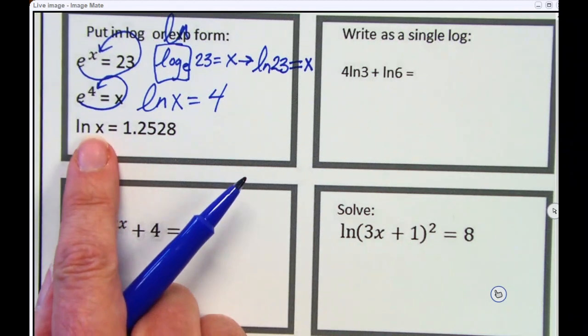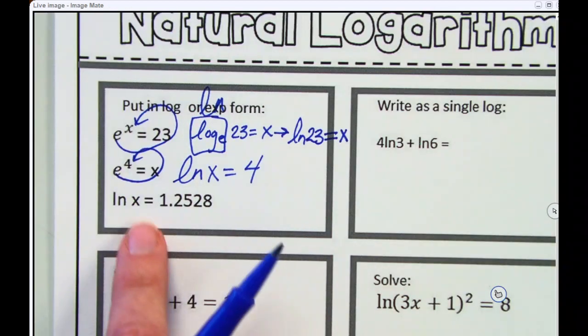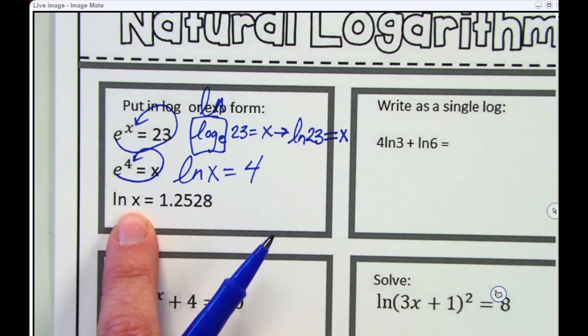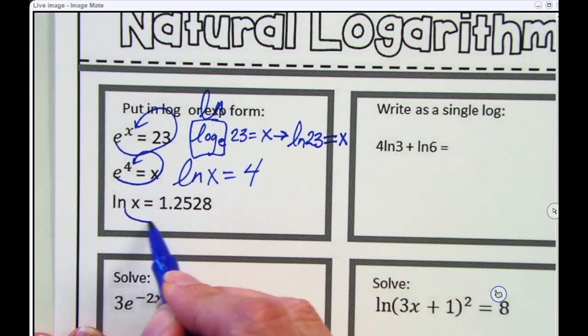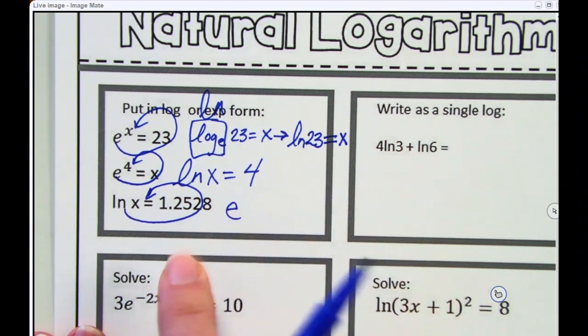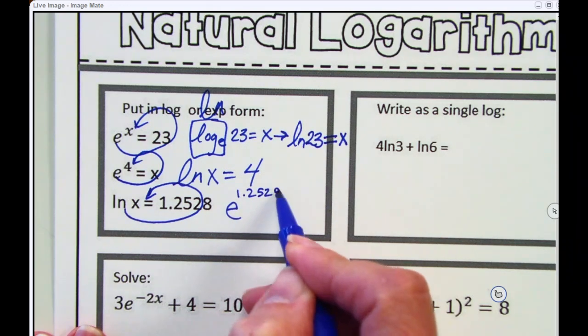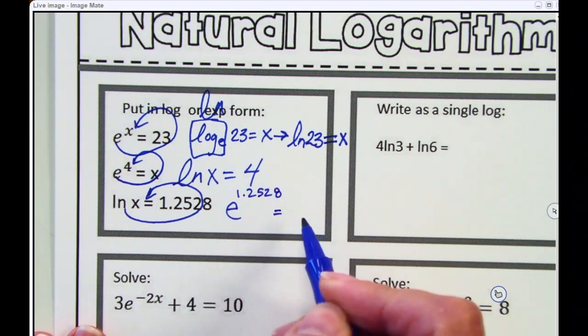Now this one is in natural logarithm form. So what do we know its base is? Its base is log e. All right, so e to the what? x. Follow that curve. e to the 1.2528 equals x.